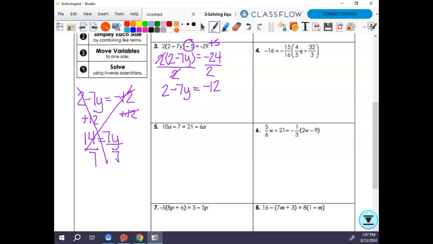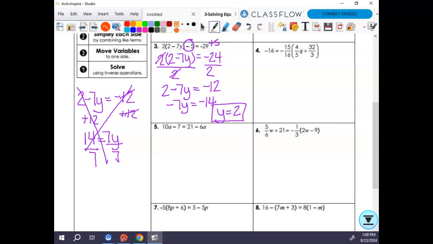So be careful. What we can do, even to leave things negative, is just go ahead and move the 2. So we're going to subtract 2 from both sides. Negative 7y equals what? Negative 12 minus 2 is negative 14. Then I divide both sides by 7 and y equals 2.